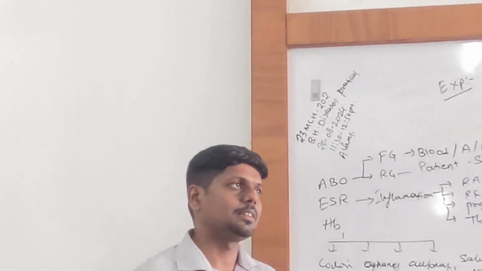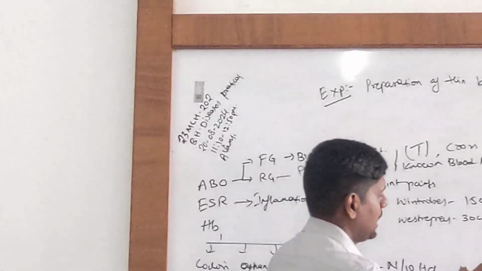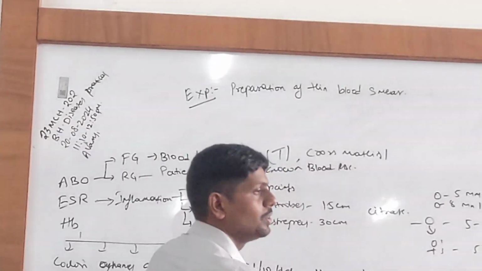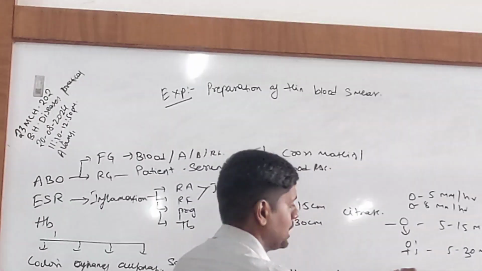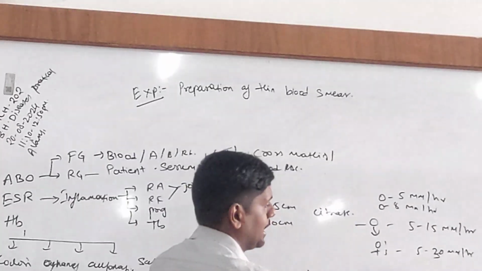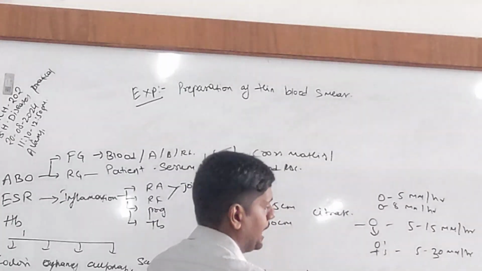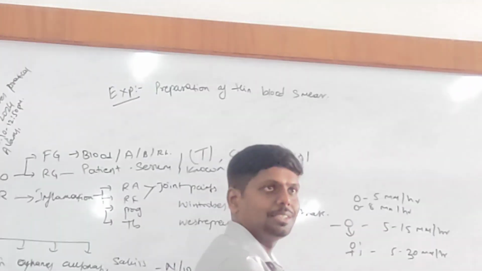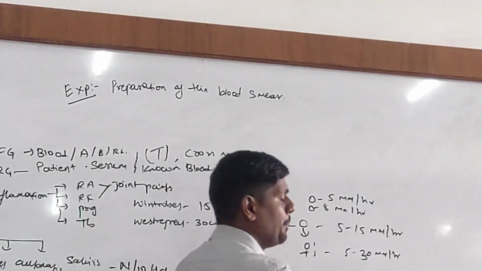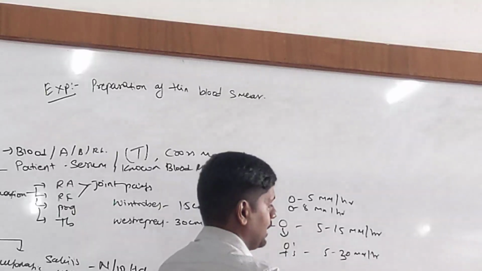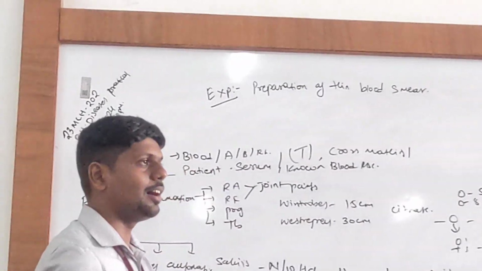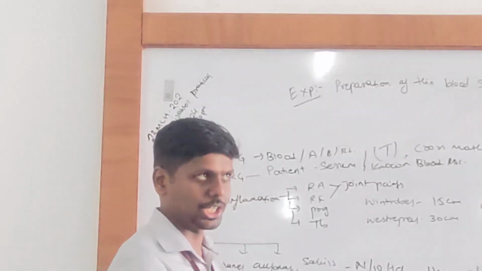Principle of Charlie's method. Hb plus M/10 HCl leads to acid hematin formation. This acid hematin is a brown color complex. This brown color complex will be compared with a standard or comparator. Right? Very good. So what are the apparatus we use in Hb estimation in Charlie's method?